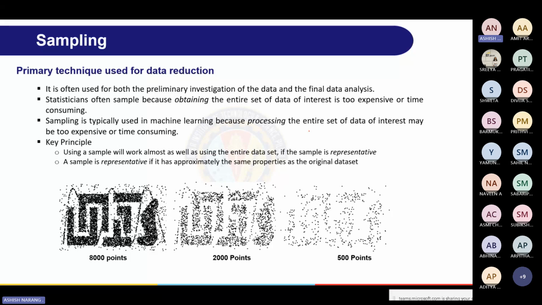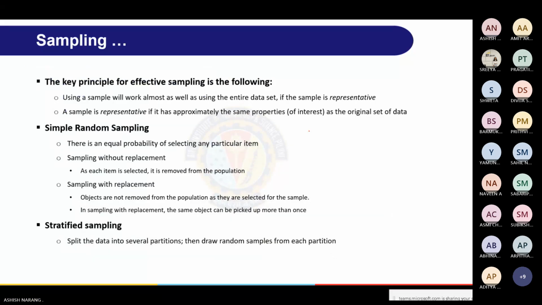Using a sample will work almost as well as using the entire data set if the sample is representative of the true data, right? Otherwise not. Otherwise that non-representative data problem will come. So use a sample that will work as well as using the entire data set. So the sample is actually the representative of the entire population, basically. That's what they're trying to say, right?